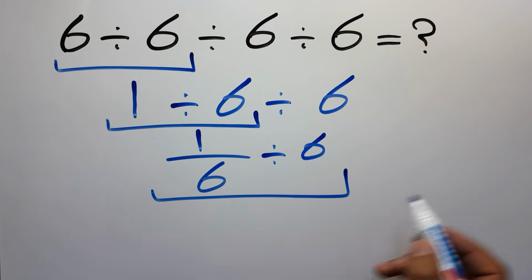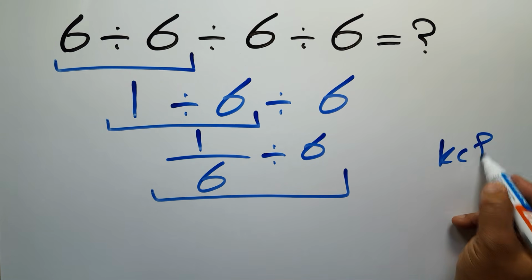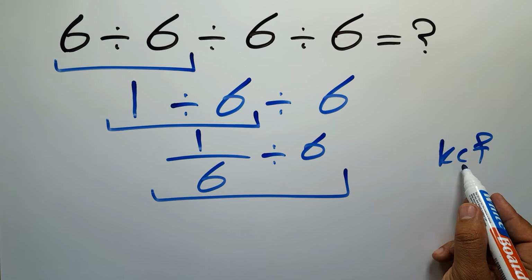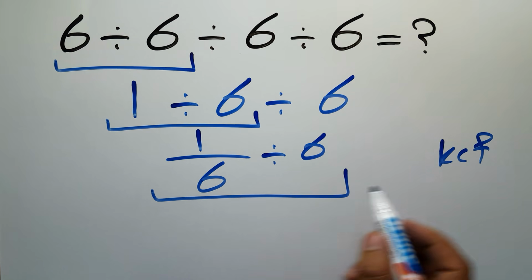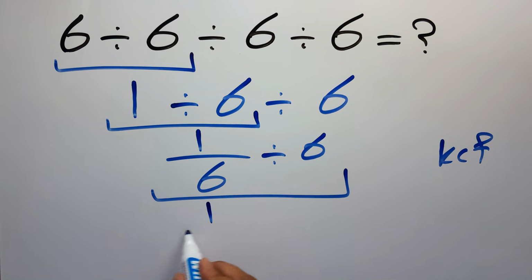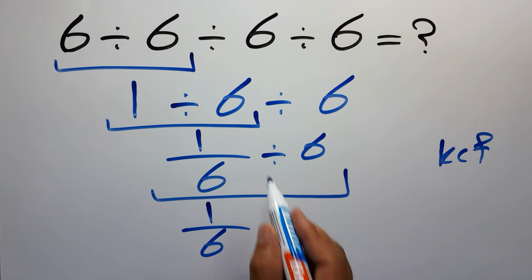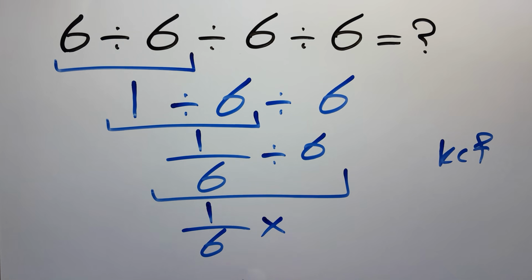Now, according to the KCF rule, K stands for keep, C stands for change, and F stands for flip. We can write: keep the first fraction, change division to multiplication, and flip the second fraction.